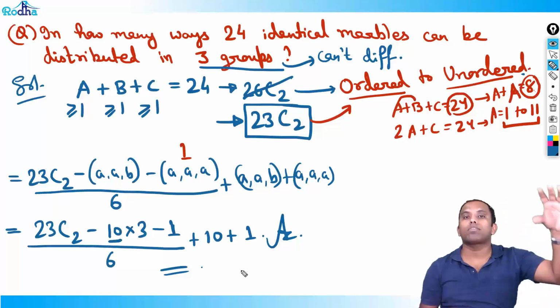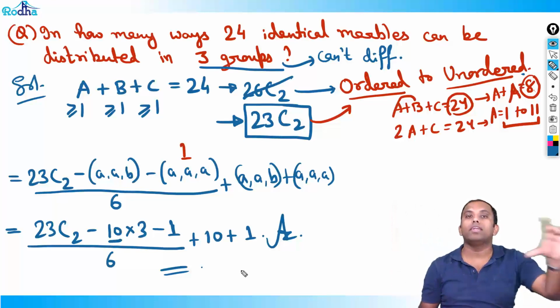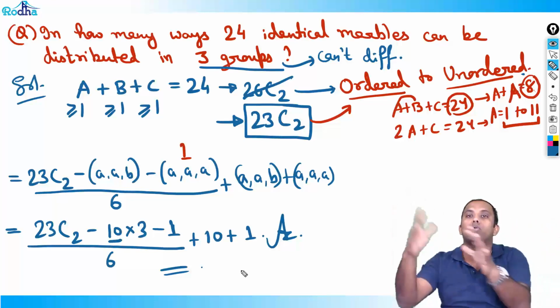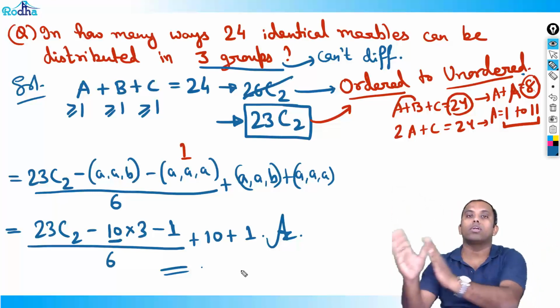You assume those boxes or bags to be different, and by that difference you take the ordered solution. Since they are different, each case will have an ordered solution, then you convert from ordered to unordered, right? So in this kind of question we apply the ordered to unordered concept.